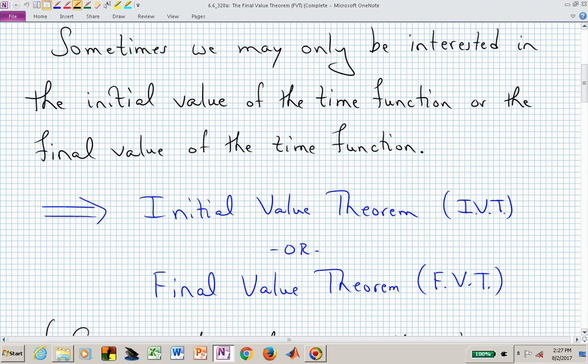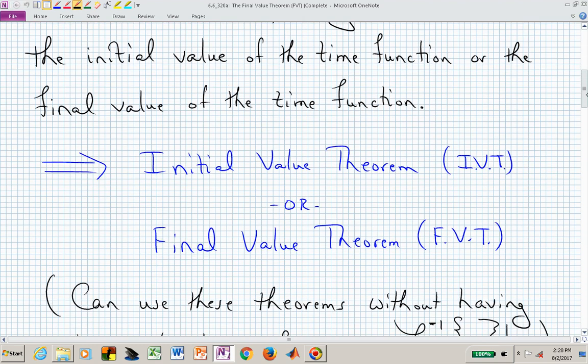Sometimes we may not want to actually find the complete solution to our problem. Maybe we just want to know, where did we start, where did we end, what's the initial value of the time function, or what's the final value of the time function. That then can be determined if the initial value theorem or the final value theorem can be applied.